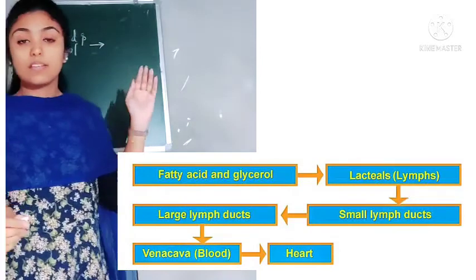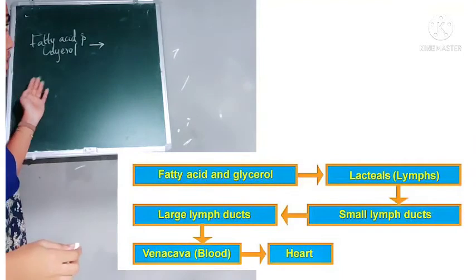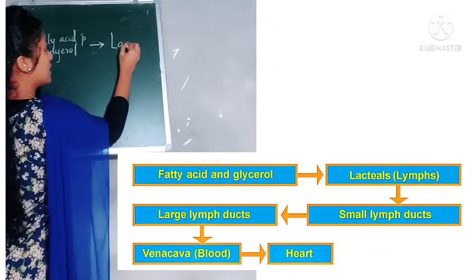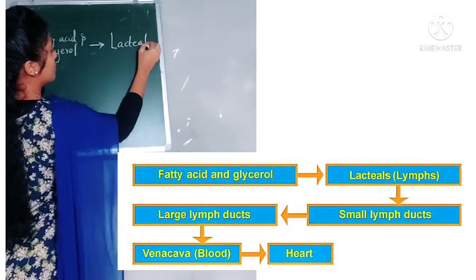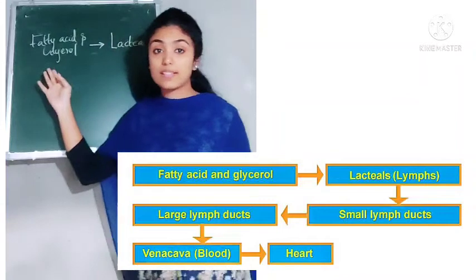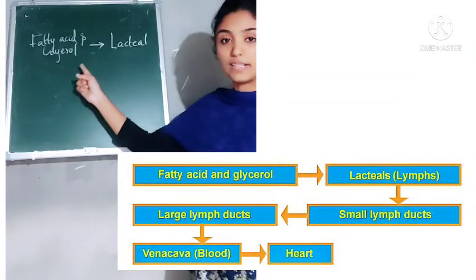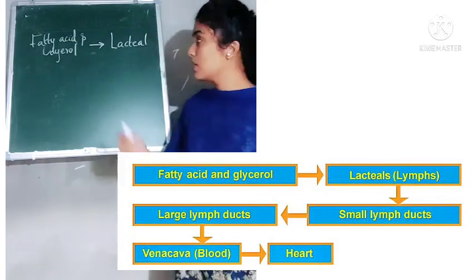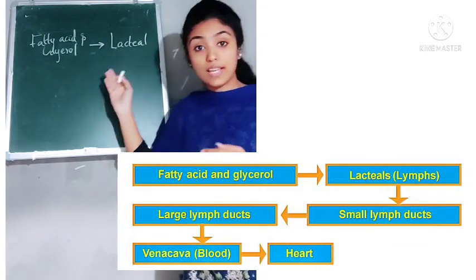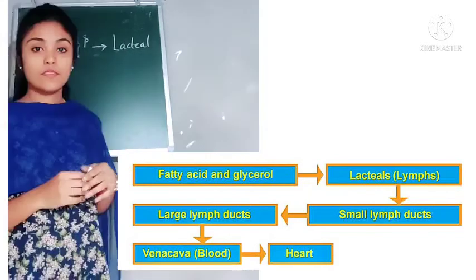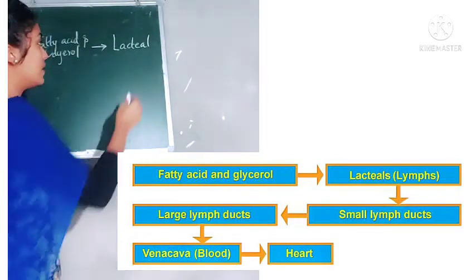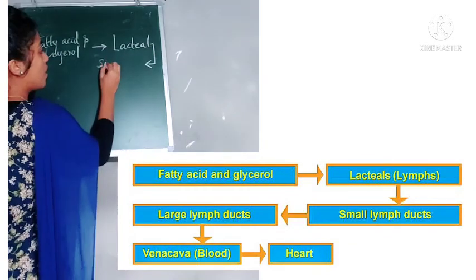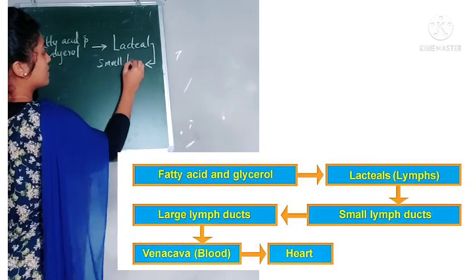So we know that the fatty acid and glycerol enter into the lacteal. In the second chapter we already studied this. So the simple nutrients fatty acid and glycerol are absorbed only into the lymph inside the lacteal. So inside the lacteal you can see lymph. Then from the lacteal, the lymph along with fatty acid and glycerol enters into small lymph ducts.